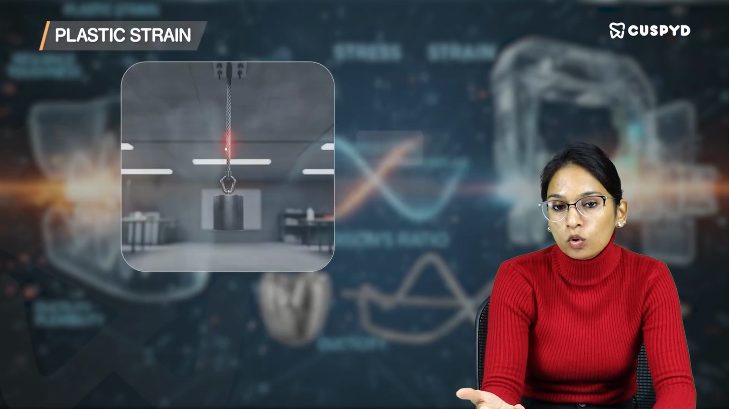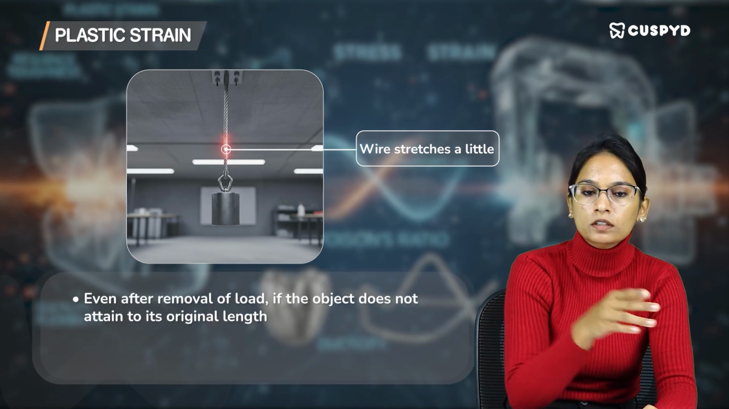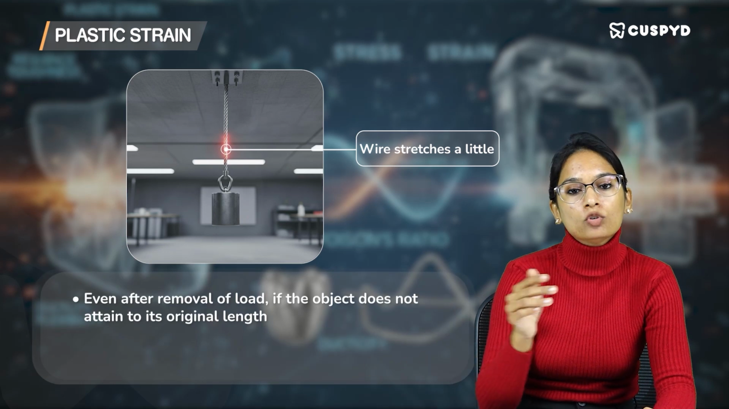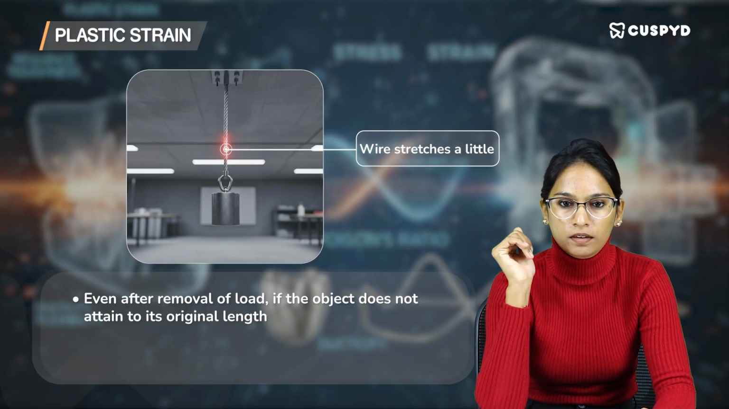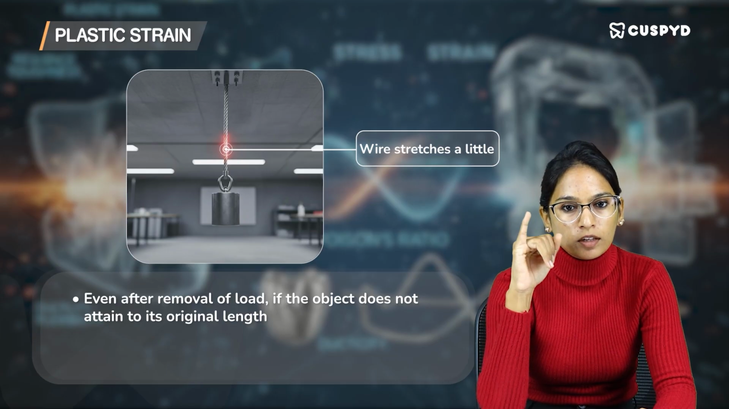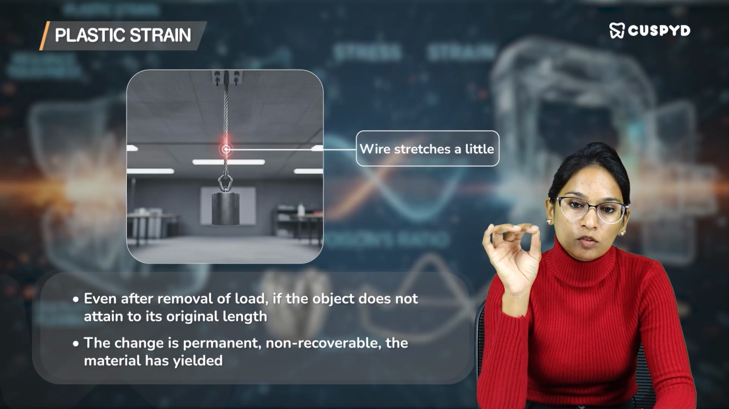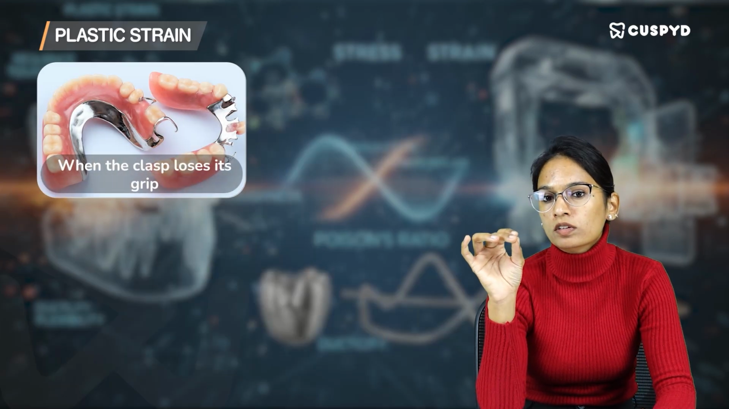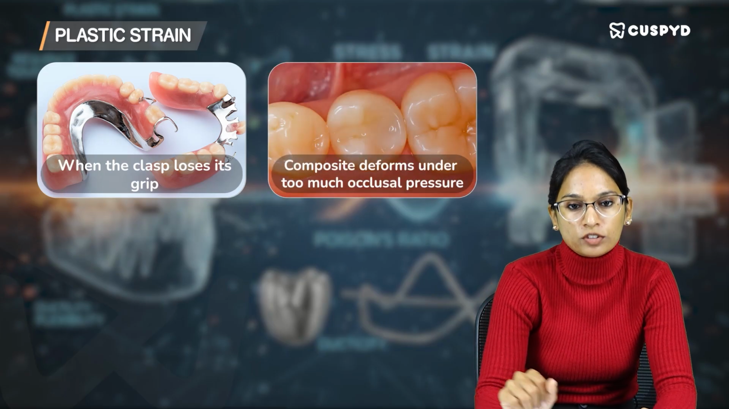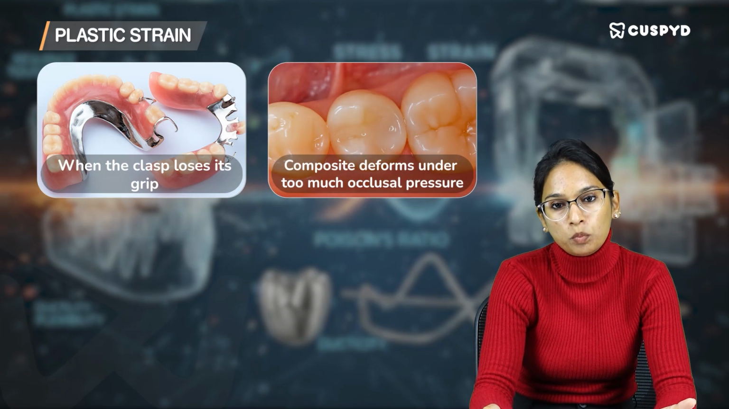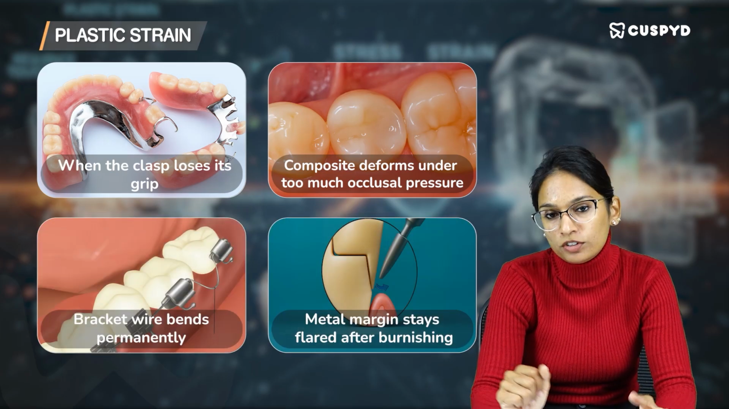But if you increase the load on the wire and after unloading the wire becomes, say, 100 millimeter to 100.2 mm, it has not fully returned. This permanent extension is called plastic strain. Plastic strain means it's permanent, non recoverable, the material has yielded. This is what happens when a clasp loses its grip, when a composite deforms under too much occlusal pressure, when an orthodontic bracket wire bends permanently, or when a metal margin stays flared after burnishing.